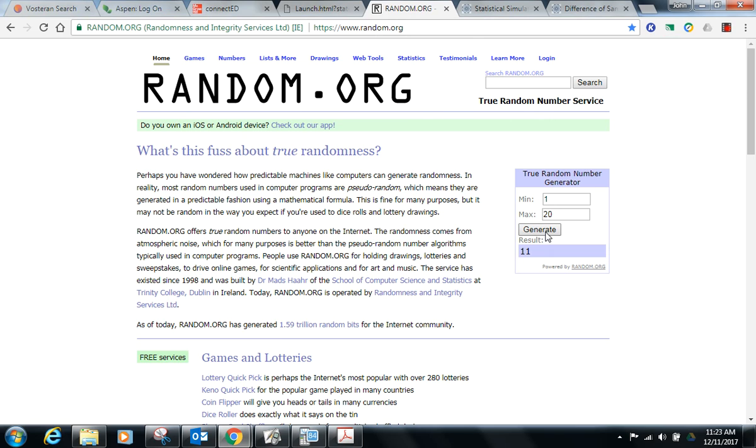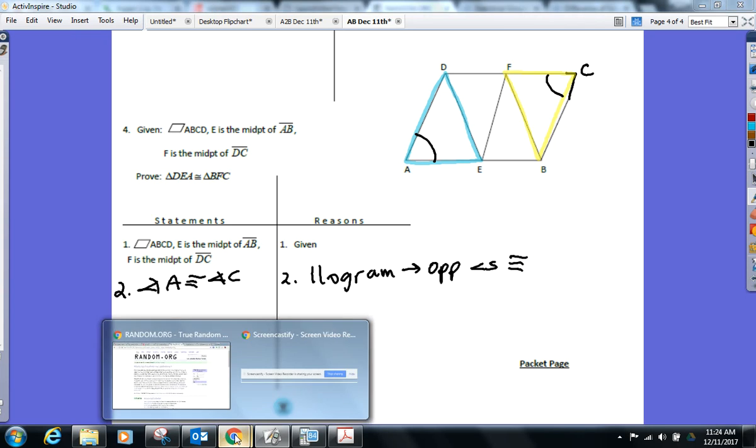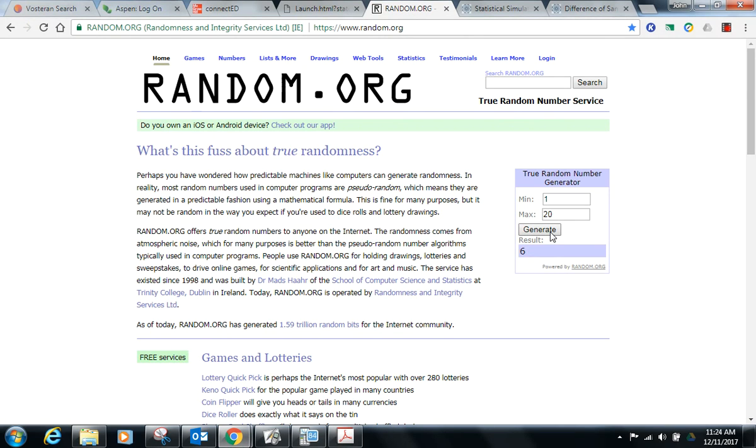Here we go. Everyone see angle A and C, full angles in the triangles, also opposite angles in the parallelogram. Angle A congruent to angle C. Parallelogram implies what property? Opposite angles congruent. There's a full pair of angles. Anybody have anything else for me?